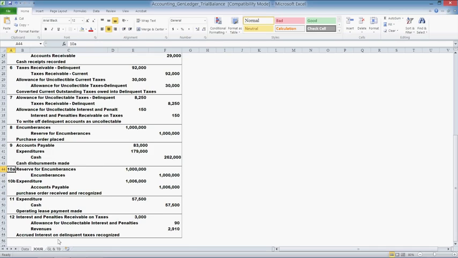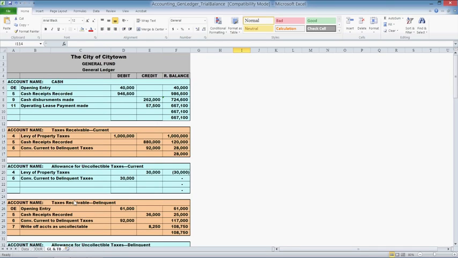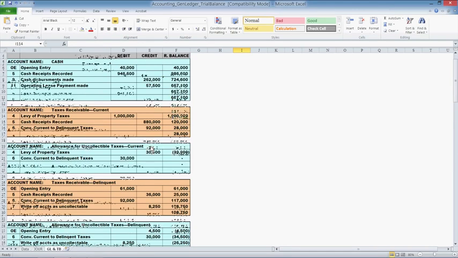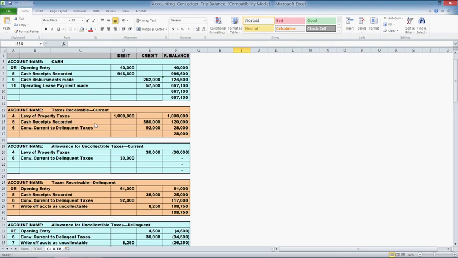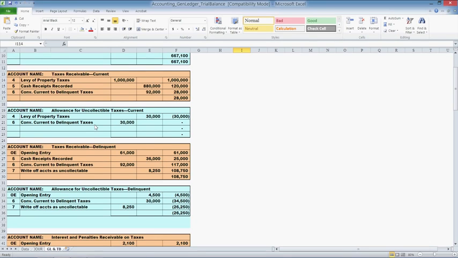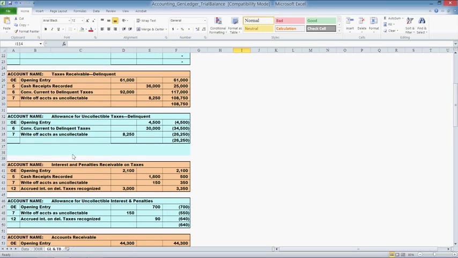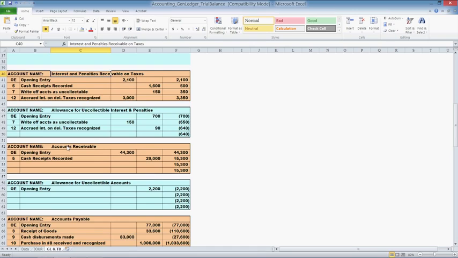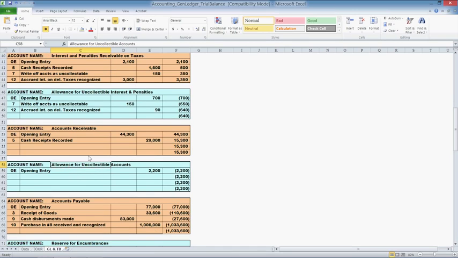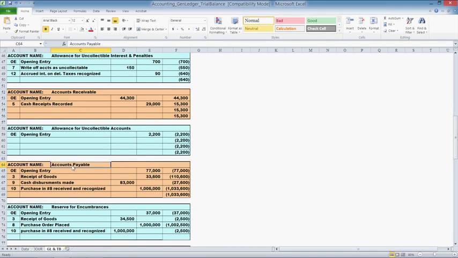In the third tab, we have our general ledger and our trial balance. Pretty long. These are all the accounts basically. Cash, taxes, they're in order of liquidity. So cash, taxes receivable, current taxes receivable, delinquent, people who pay taxes late. Then we have our allowance for uncollectible taxes, interest and penalties received on taxes, and then allowance for uncollectible accounts, accounts payable.